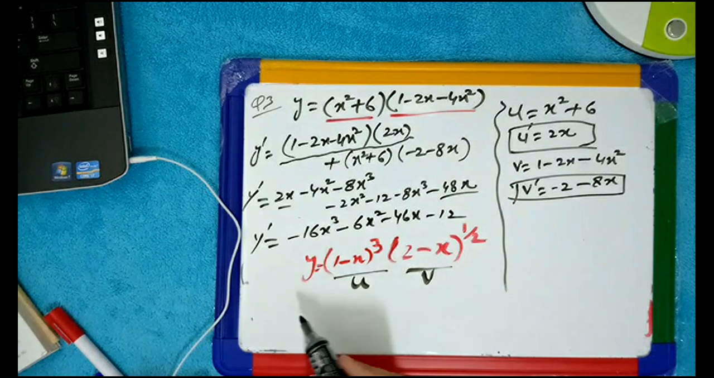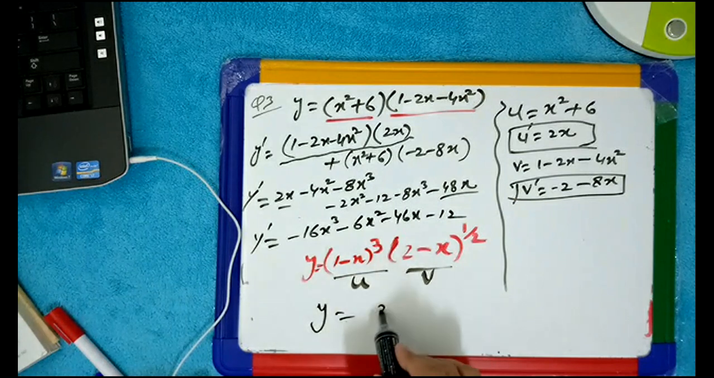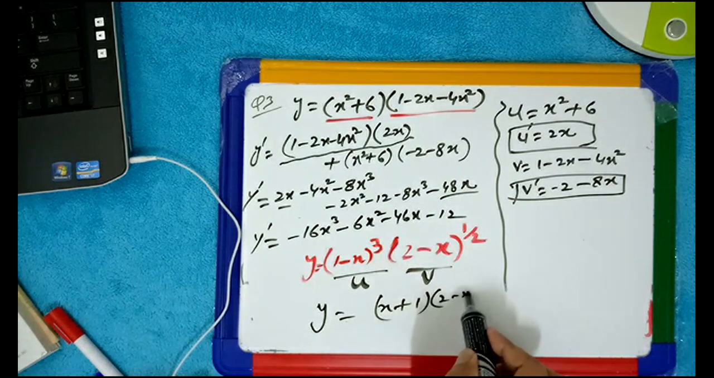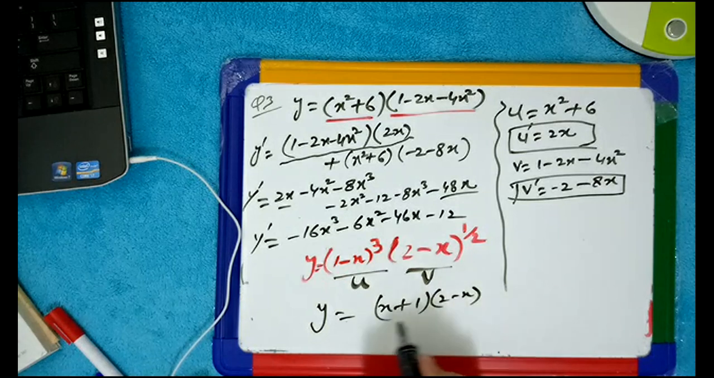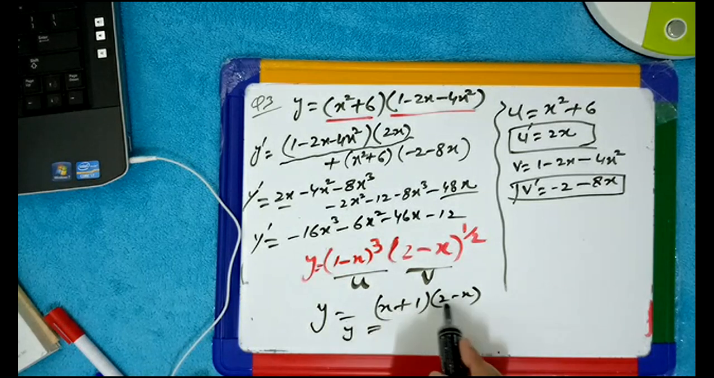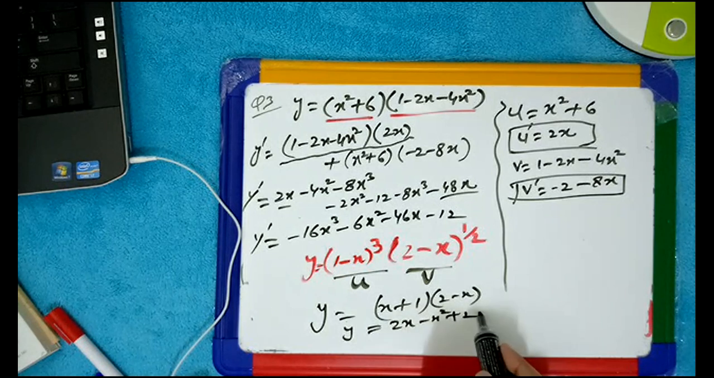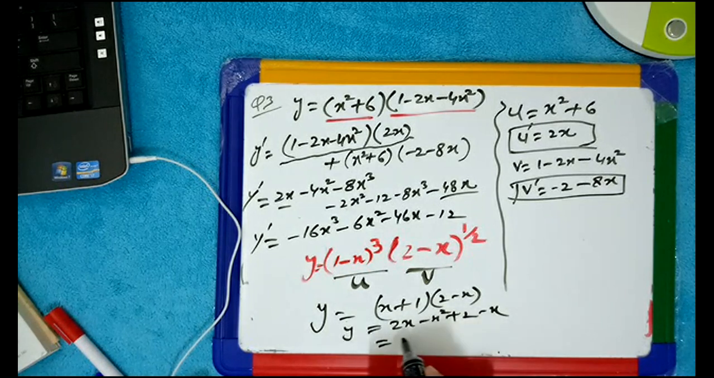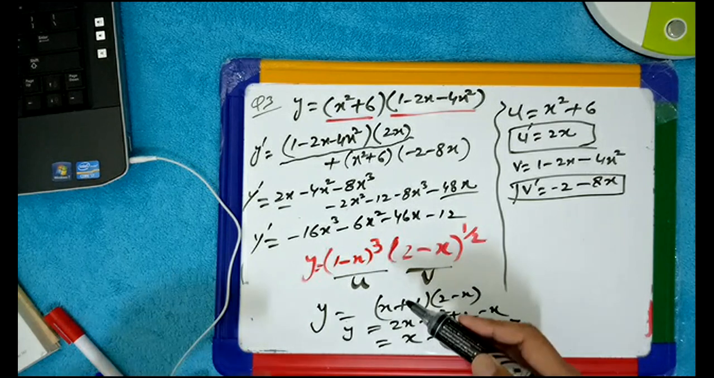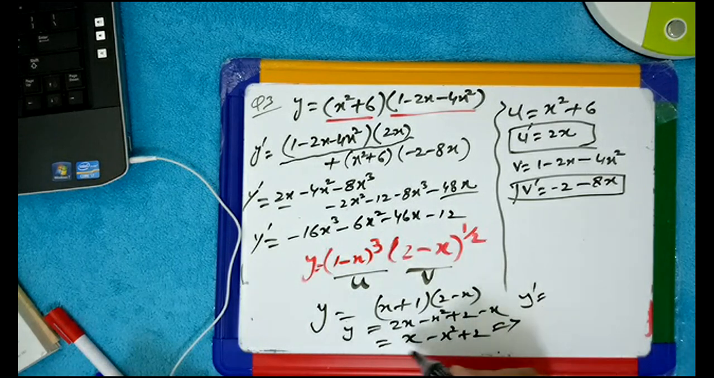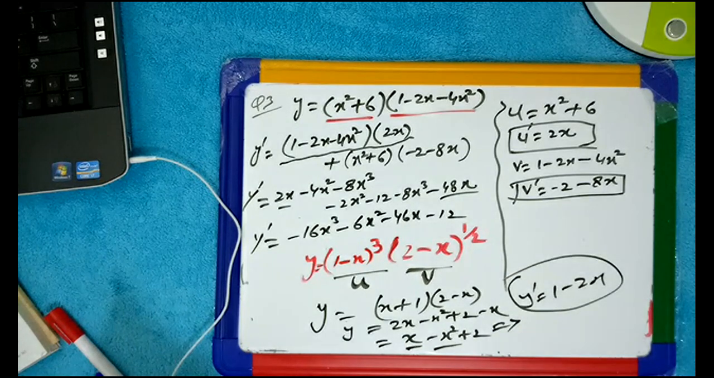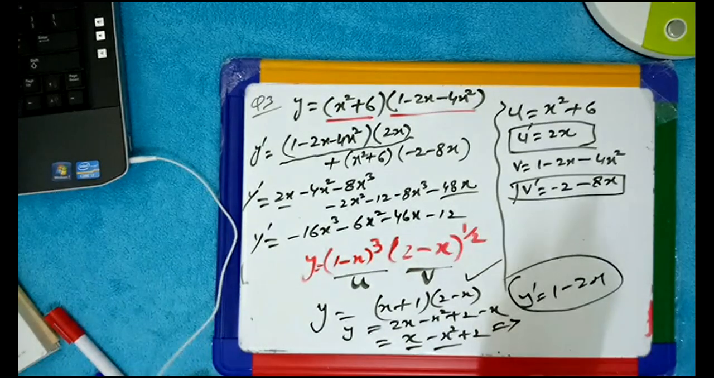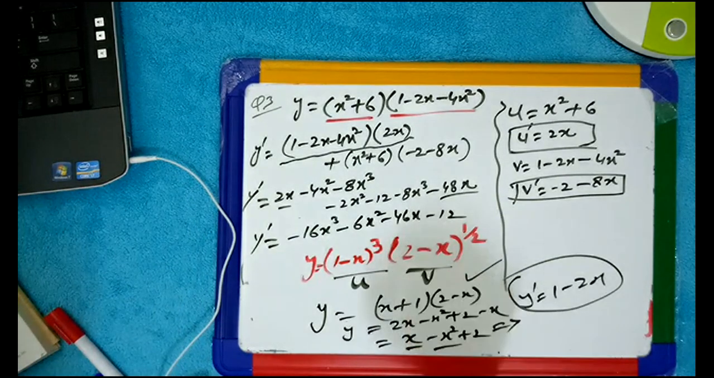But if simple functions are given, like x plus 1 and 2 minus x, then do not apply the product rule. You just open it first. If you multiply, this is 2x minus x squared, plus 2, and then minus x. So 2x minus x is only x. Minus x squared plus 2. Now you can directly differentiate it. First simplify and then differentiate. The differentiation of this is 1 minus 2x. Khalas, done. So product rule questions are given like this, but when expanding is not possible, you apply the product rule.